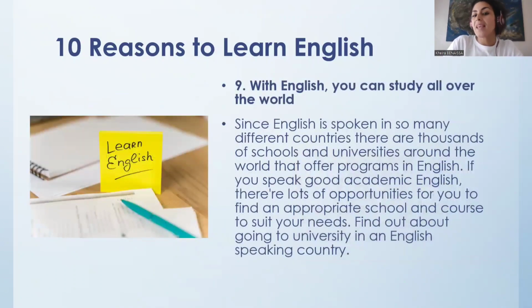Number 9, with English, you can study all around the world. As a student, you can fly to any country to study. Since English is spoken in so many different countries, there are thousands of schools and universities around the world that offer programs in English. So if you speak good academic English, there are lots of opportunities for you to find an appropriate school and course to suit your needs. Find out about going to university in an English-speaking country.